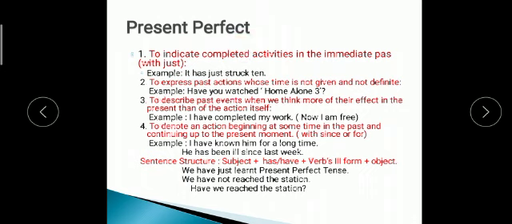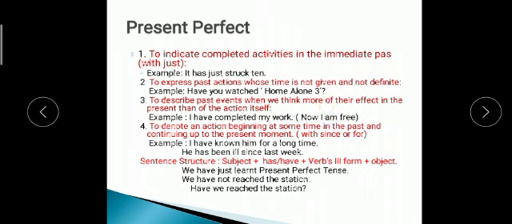Second situation is to express past actions whose time is not given and not definite. Have you watched Home Alone 3? So here time is not given. It is not definite at what time did you watch. It is just expressing past action without time. So it is also, have you watched Home Alone 3?